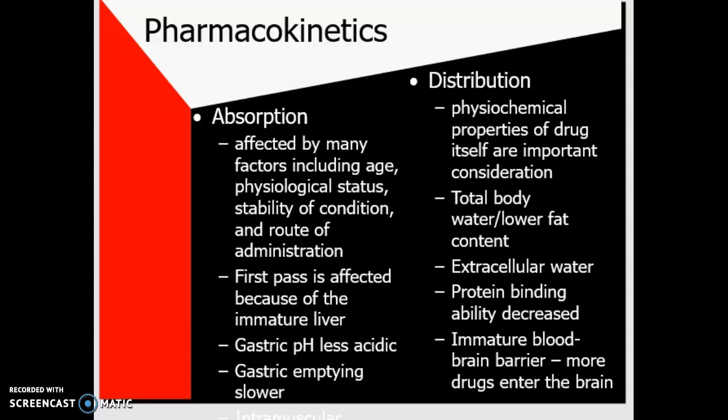When we look at distribution with regards to pharmacokinetics, we know that the physiochemical properties of the drug are an important consideration. Because the child has more total body water and lower fat content, those things that are water soluble or hydrophilic versus lipid soluble or lipophilic are going to be affected, as well as there is more extracellular water, and protein binding is decreased again because of the immaturity of the liver, and the pediatric patient has an immature blood-brain barrier, which means that more drugs actually enter into the brain.